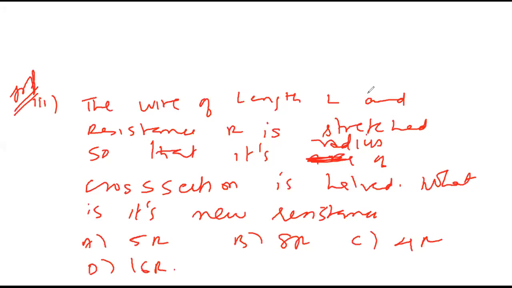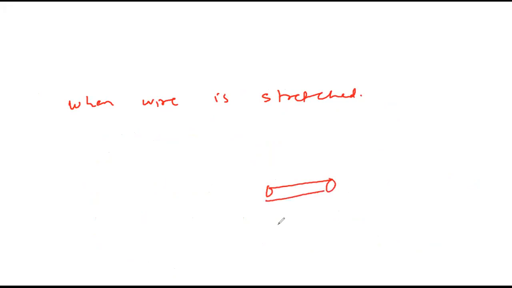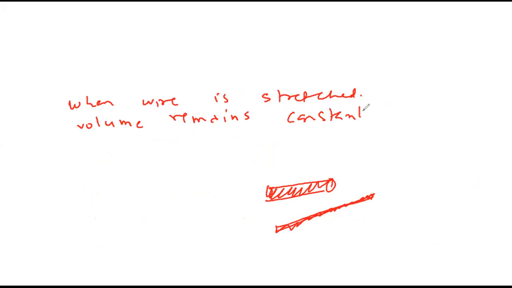Then I will explain the relation between resistance, length, area and radius. See, when wire is stretched, I think I told you, the volume remains the same. If you stretch this wire, the volume of the material inside remains the same. Pratik, what is the formula for volume? If we have a wire whose length is L, area is A, what is volume?